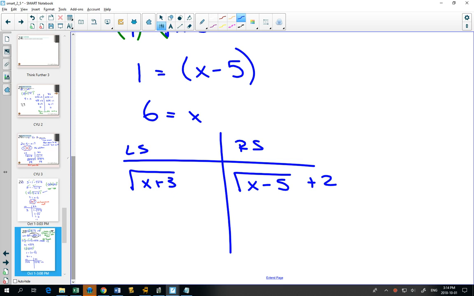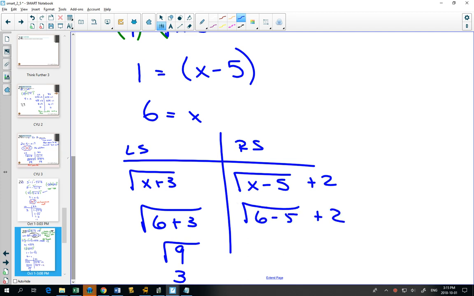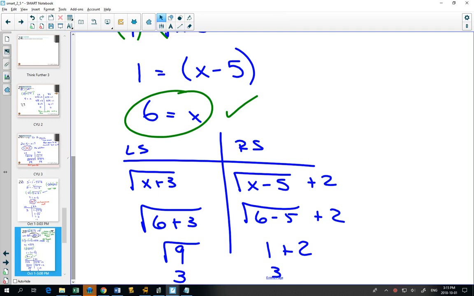We got an answer of 6. 6 plus 3, the square root of 9. The left side simplifies to equal 3. The right-hand side, plug in the 6. The square root of 1 is 1. 1 plus 2 is 3. We got our right-hand side to be equal to 3. We didn't have to take the square root of a negative. Both the left-hand side and the right-hand side are the same. We know this is the answer, and we know that it's correct.